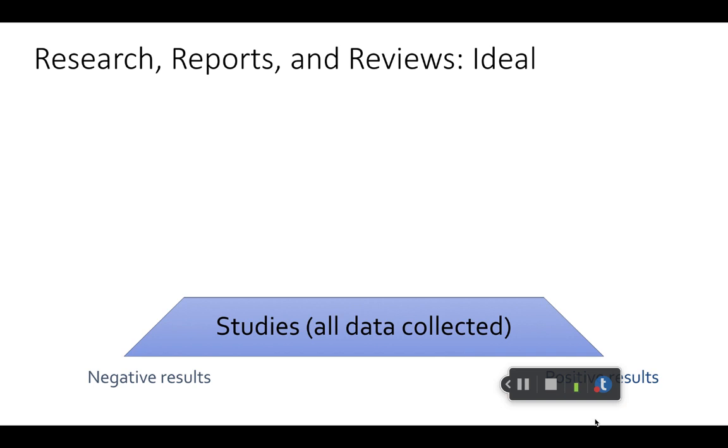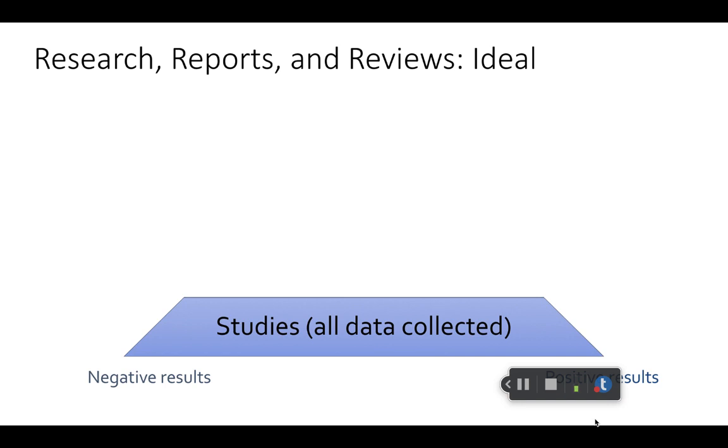Meta-research also teaches us about common sources of bias and error in the conduct, reporting, and dissemination of empirical research. So let's look at how research is conducted, how research is reported, and how reviews of research are produced. Now, ideally, studies collect a bunch of data, and here I'm going to describe that on a fairly simplistic horizontal axis from negative results that suggest that our hypotheses are incorrect to positive results that support our research hypotheses. So studies collect a bunch of data, and results are mixed on this simplistic axis.